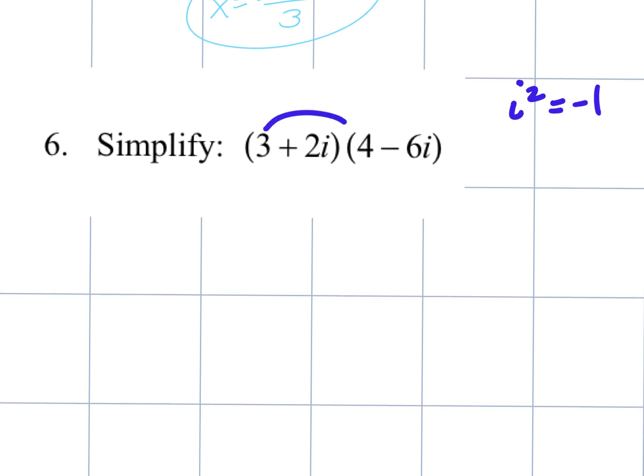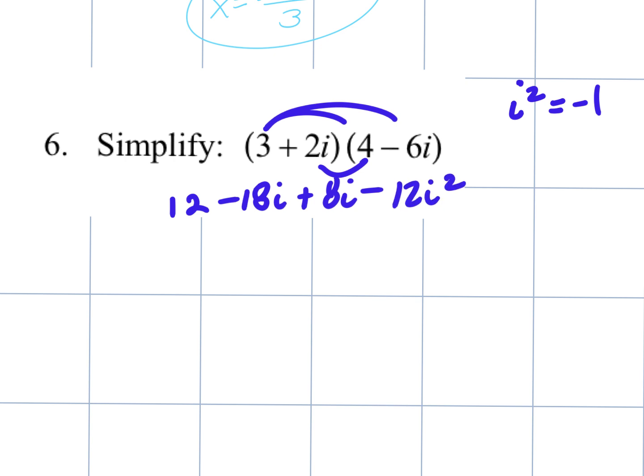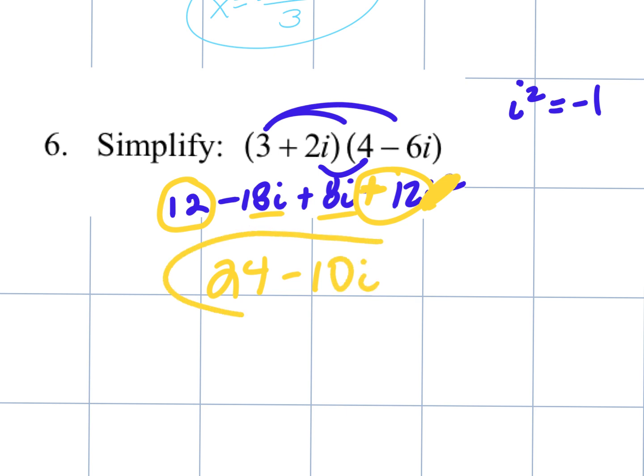So when we FOIL this, 3 times 4 is 12. 3 times negative 6i is negative 18i. 2i times 4 is plus 8i. And 2i times negative 6i is negative 12i squared. I've told you guys, every time you see an i squared, cross it off and change the sign in front. And then we combine real with real. 12 plus 12 is 24, and imaginary with imaginary. Negative 18i plus 8i is minus 10i. And there is your simplified answer.